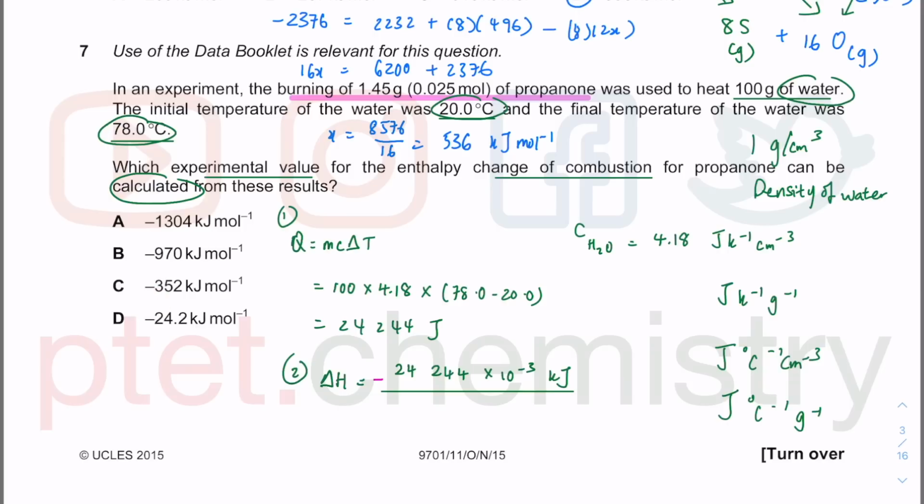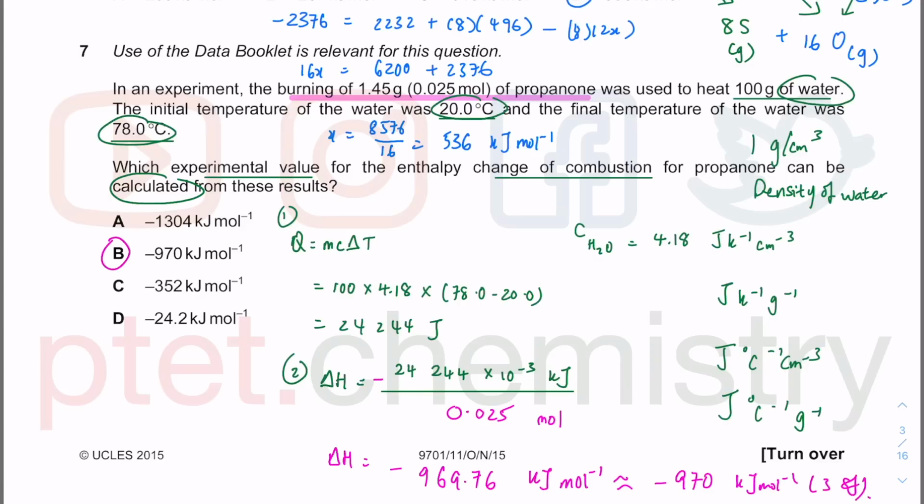Sign, value, and unit are very, very important in the topic of physical chemistry, such as these energetics. So 24244 divided by 1,000 and then divided by 0.025. Actually, I get minus 969.76. This will be kilojoule per mole. So the closest answer is minus 970 kilojoule per mole to 3 significant figures. As you will see, that will be option B there.